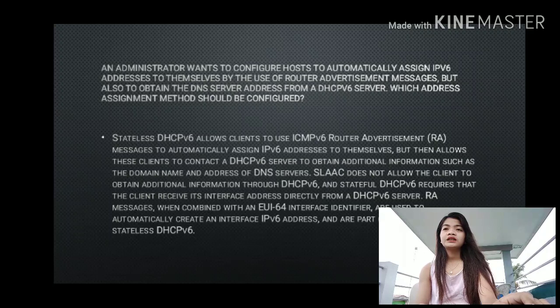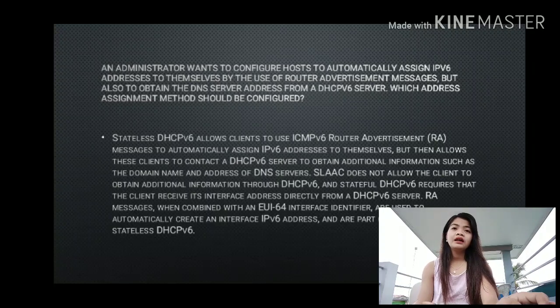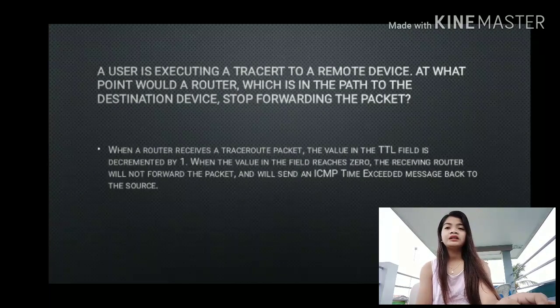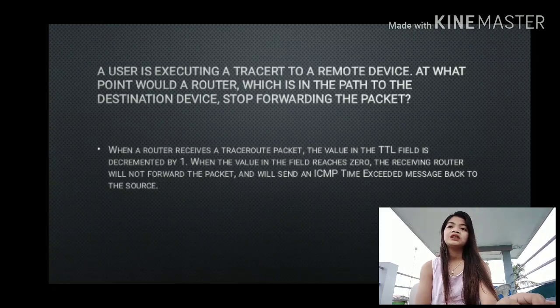A user is executing a traceroute to a remote device. At what point will the router, which is in the path of the destination device, stop forwarding the packet? When a router receives a traceroute packet, the value of the TTL field is decremented by 1. When the value in that field reaches 0, the receiving router will not forward the packet and will send an ICMP time exceeded message back to the source.